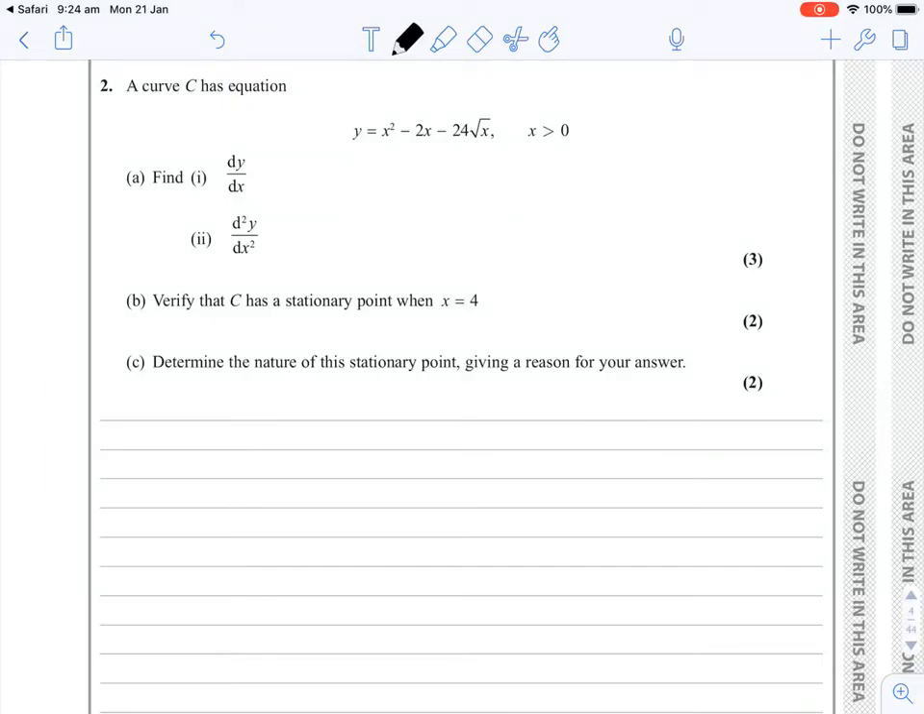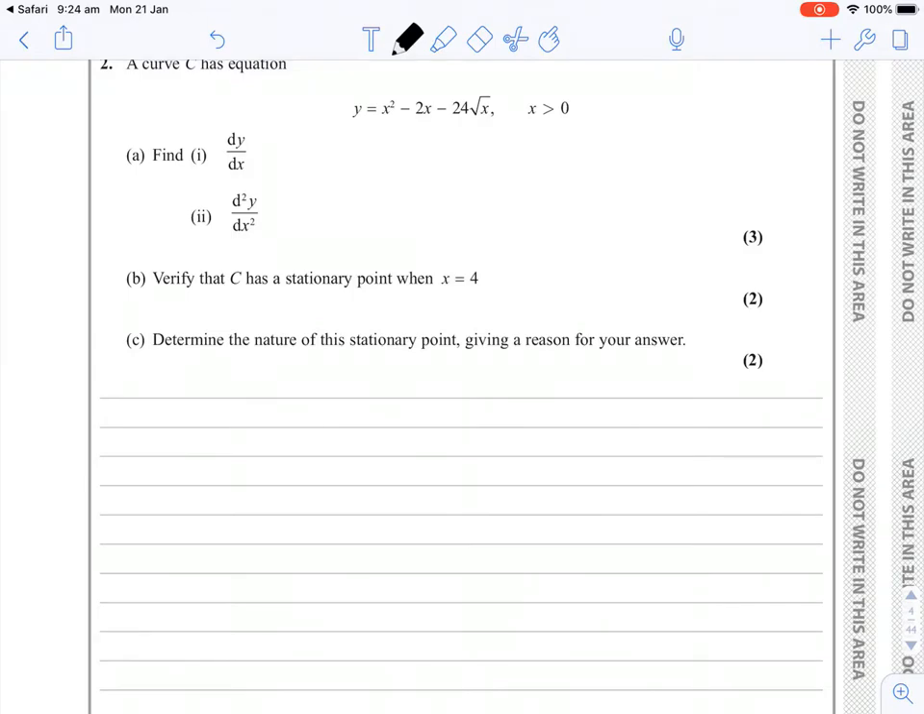Question 2. A curve C has the equation y equals x squared minus 2x minus 24 root x, where x is greater than 0. Find dy/dx. So the first thing we're going to do is write out our equation y equals x squared minus 2x minus 24, but in power form, so x to the half.